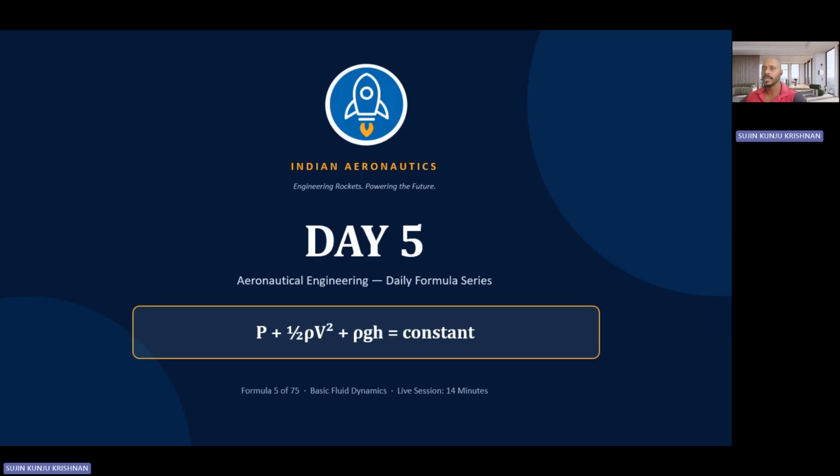Here is Bernoulli's equation: P plus 1/2 rho V squared plus rho gh equals a constant. So between 2 points along the same streamline, P1 plus 1/2 rho V1 squared plus rho gh1 equals P2 plus 1/2 rho V2 squared plus rho gh2.